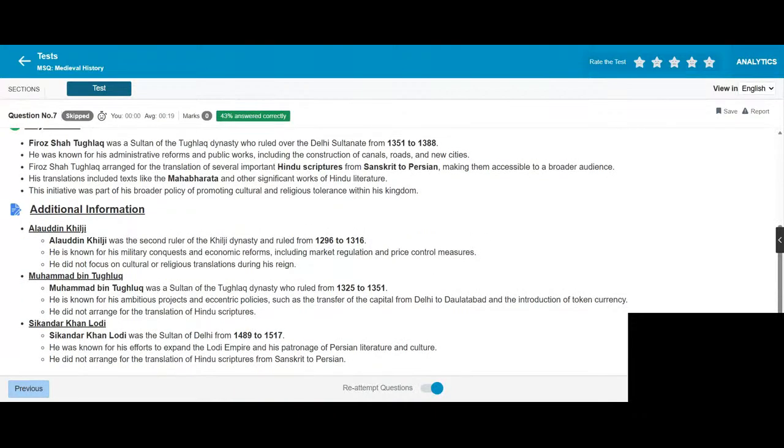Firoz Tughlaq was a Sultan of the Tughlaq dynasty who ruled over the Delhi Sultanate from 1351 to 1388. He was known for his administrative reforms and public works, including the construction of canals, roads, and new cities. Firoz Tughlaq arranged for translation of several important Hindu scriptures from Sanskrit to Persian, making them accessible to a broader audience. His translations included texts like the Mahabharata and other significant works of Hindu literature, culture, and religious tolerance within his kingdom.